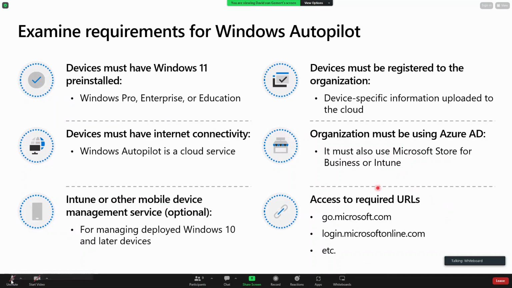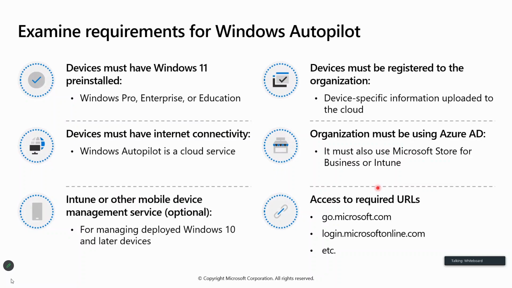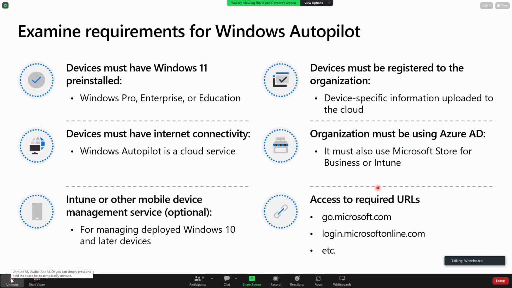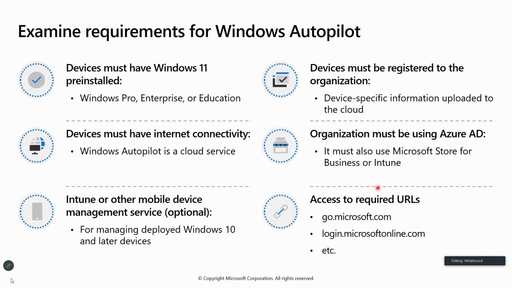Access to a bunch of URLs. They mentioned a few of those there. Those URLs, I think they're listed somewhere in your student book. I think there's a long list there. Those are all Microsoft URLs, so generally they should not be blocked. But if you were blocking them internal to the organization for whatever reason, you just got to make sure that you unblock them.